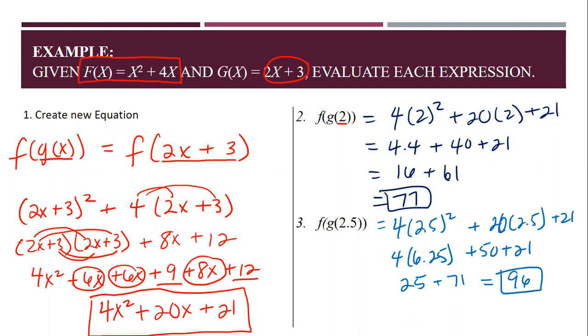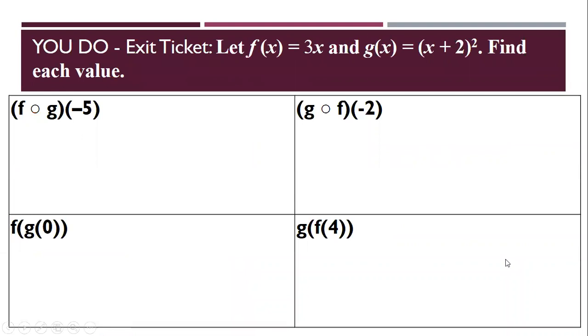Okay. All right, so you do your exit ticket. This is going to be for a grade, but it's for the next 6 weeks, okay? So hold on to it until I ask for it. Got it? Got you. All right.